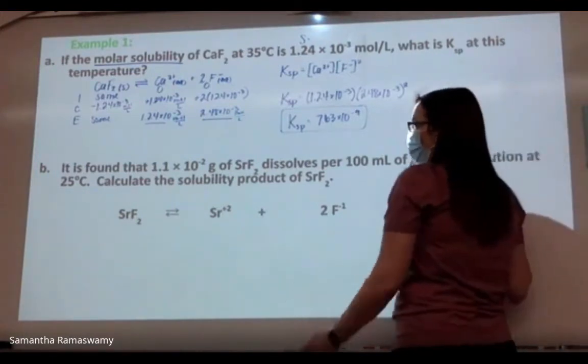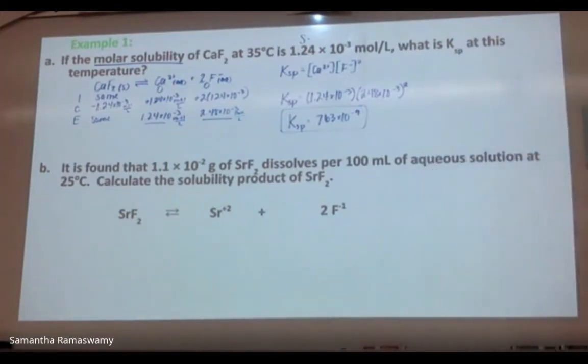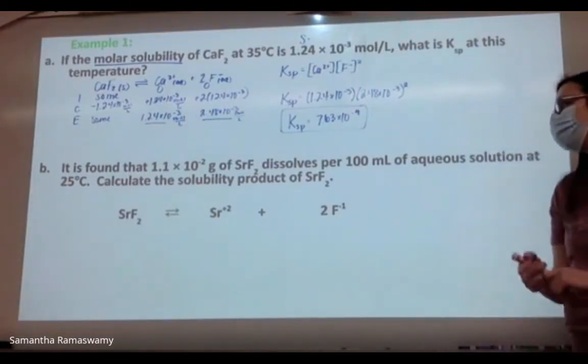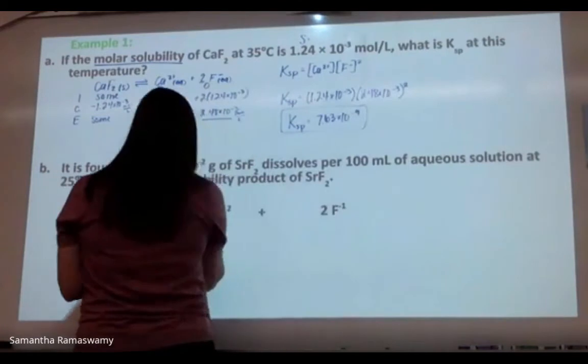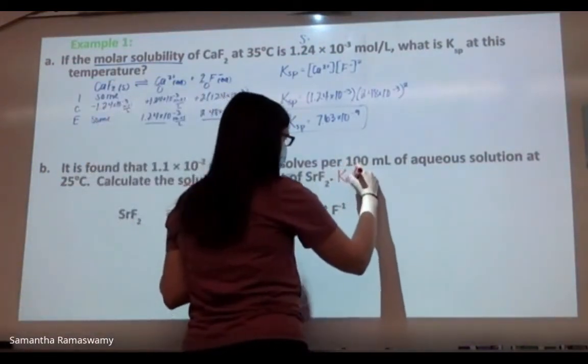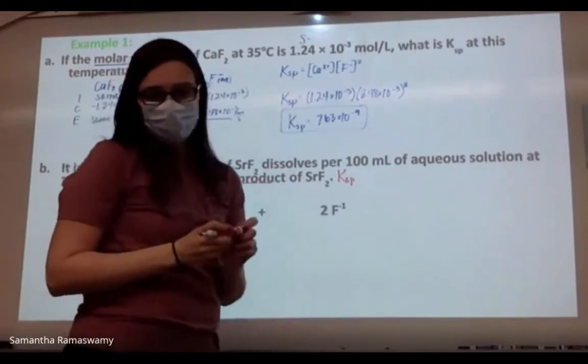So if we look at part B, it is found that 1.1 times 10 to the negative 2nd grams of strontium fluoride dissolves per 100 milliliters of aqueous solution at 25 degrees Celsius. Calculate the solubility product of strontium fluoride. So solubility product, that's Ksp. It wants us to calculate Ksp.